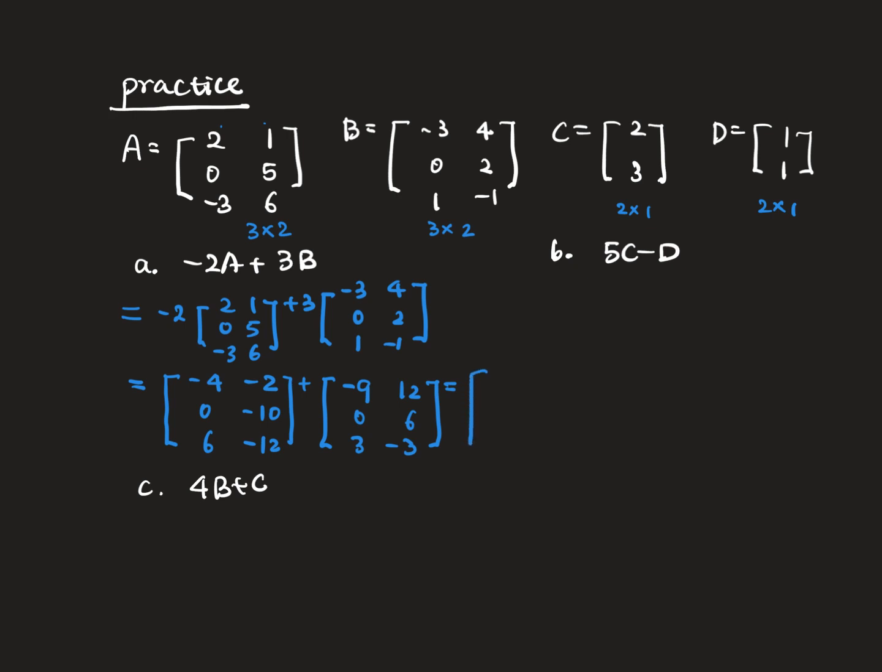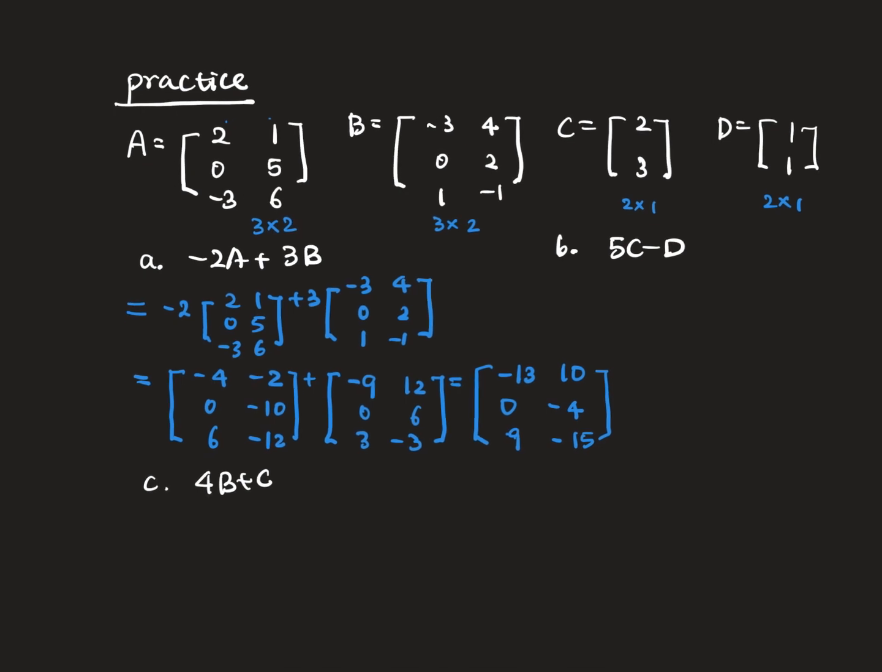Same size, so you can add each entry: -13, 10, 0, -4, 6, 3, guys, 9, and -15. What happened here, guys? Okay, -12, -15. Everyone got the same thing? That's how to do it.